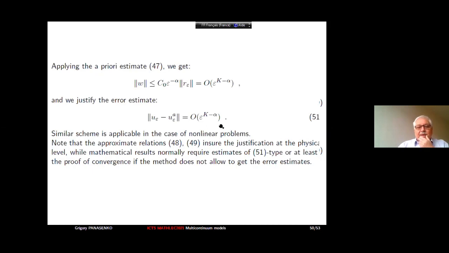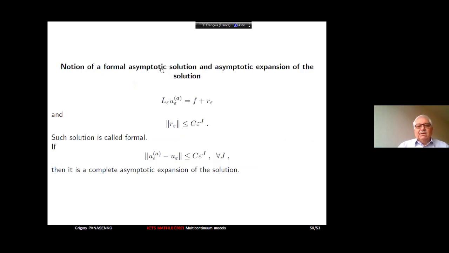So in fact, the main part of so-called formal asymptotic solutions may be justified in this way. We construct some function that gives us a small residual, and if we have the a priori estimate, we can easily prove that the difference between the exact and asymptotic solution is small. So for linear problems, there is no obstacle. For nonlinear problems, sometimes this scheme also works. Sometimes we need more complicated analysis. Sometimes we don't have uniqueness of the solution, so then it is more complicated.